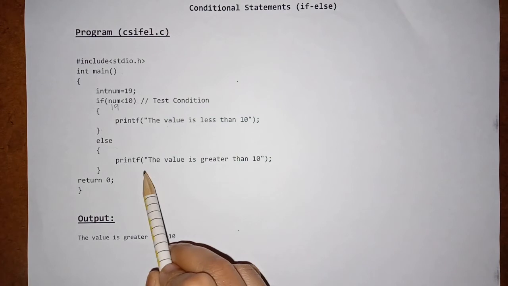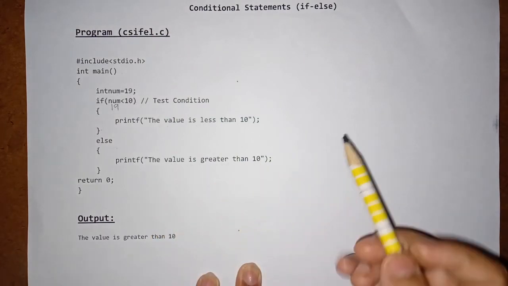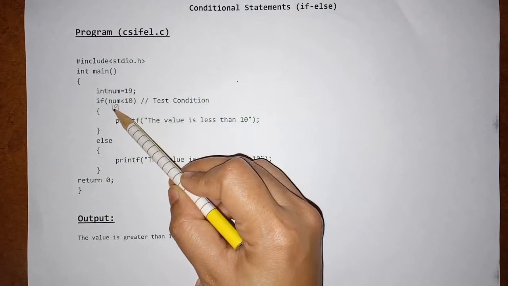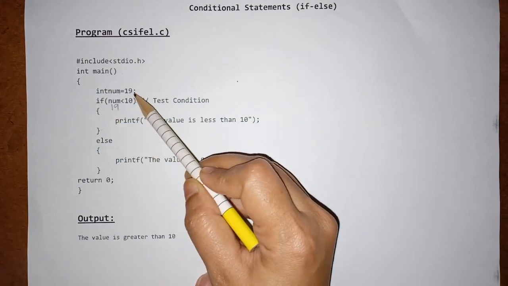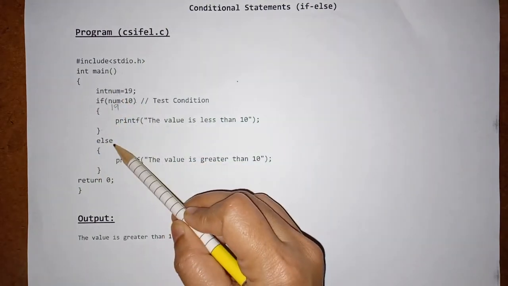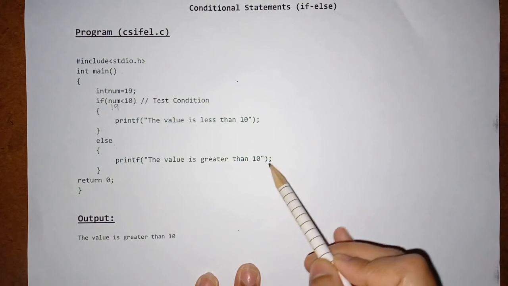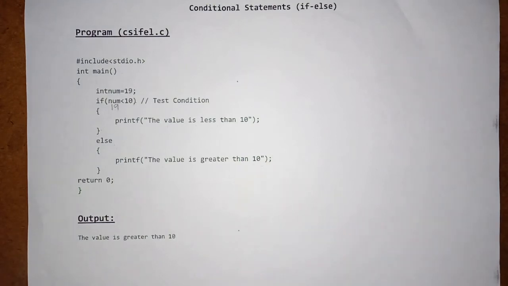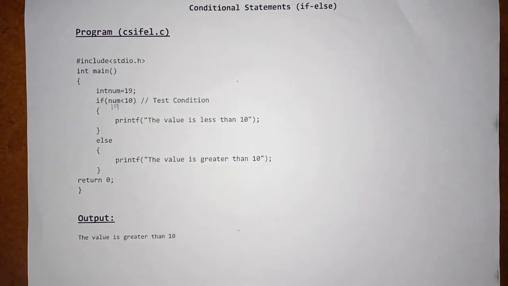Inside this else block we have "the value is greater than 10", right? So now checking the condition, 19 is less than 10, which is false here. So it directly moves to the else block. In the else block we have "the value is greater than 10", so this will be printed as the output. That is what is given here. So this is about the if else statement.